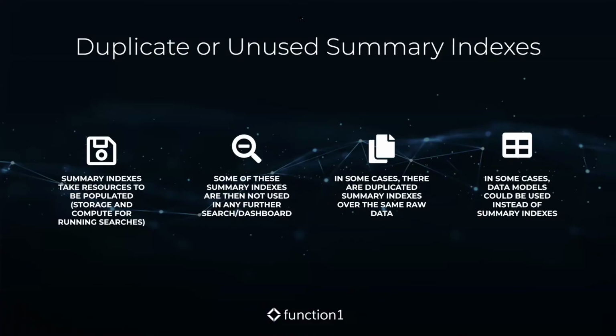In the case of summary indexes, this is similar to our searches, but in this case, we're also taking up storage space. Whereas in the duplicate or unused searches, we have saved searches that are using memory and CPU to run searches that maybe those results aren't being used. In this case, we're also populating summary indexes.